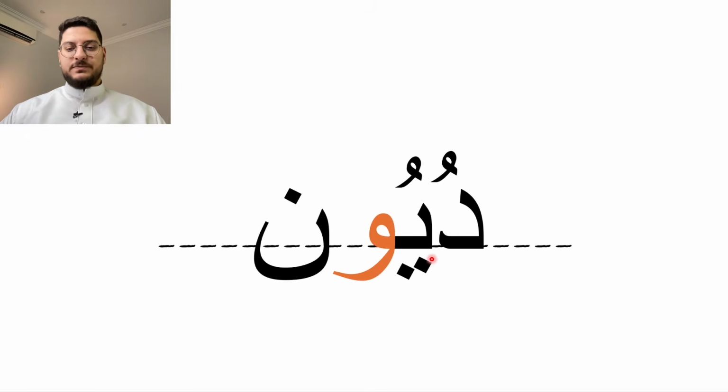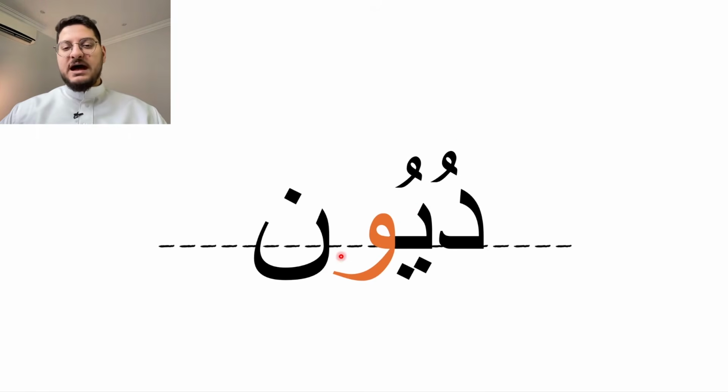Let's look at this word. What is the first letter I have in here? It's do, right? Because of the dhamma. And then what do I have in here? I have two dots underneath, which is the ya. Now the ya has a dhamma, so it's actually you. So I have do, you.